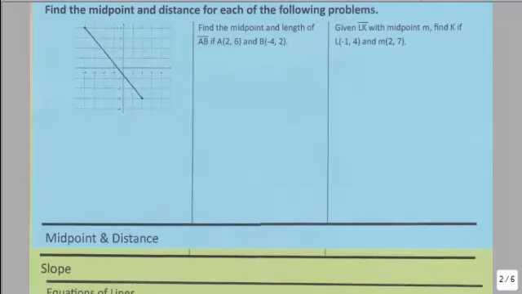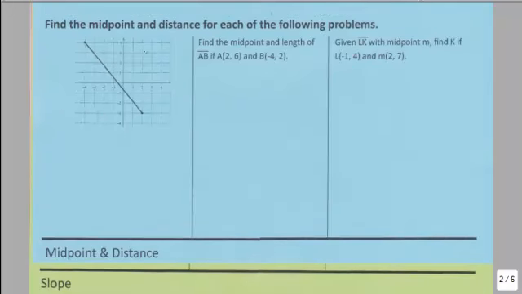Find the midpoint and distance for each of the following. It's very easy when we're given a graph. You just connect the two dots at a right angle, like this. And we're going to count 1, 2, 3, 4, 5, 6, 7. This one is 7 up and down. And this one is 1, 2, 3, 4, 5, 6.